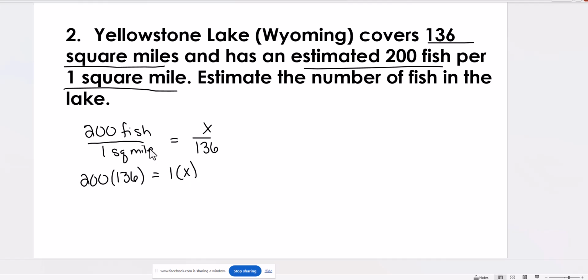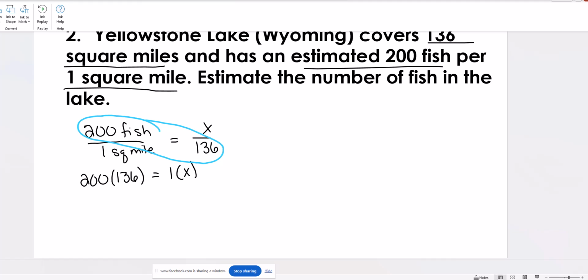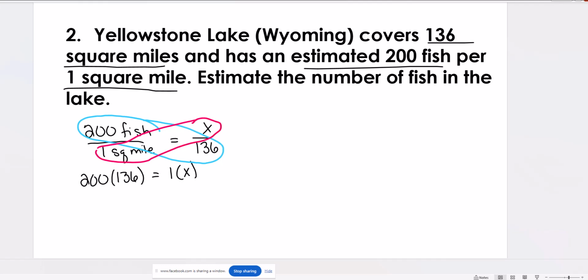Now, if you're wondering what exactly I'm doing when I say cross multiply, well, let me show you. What I'm doing is multiplying across, and I get that there, by the equal sign. So that's how I get 200 times 136. I am taking 1 times x. So that's how I get both of my sides.